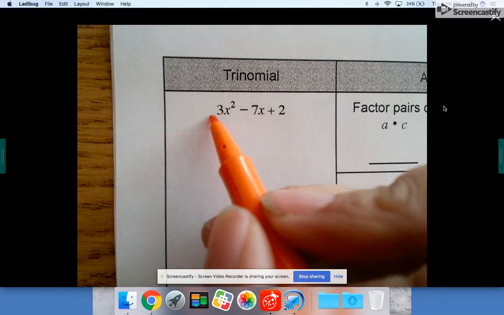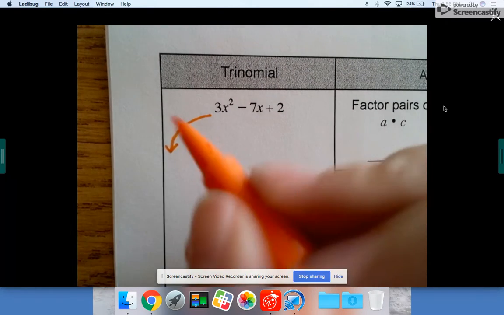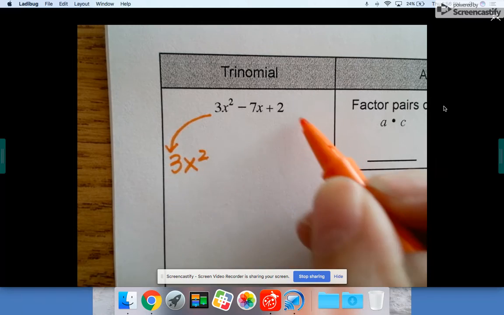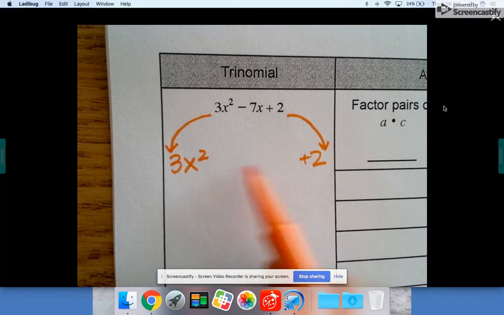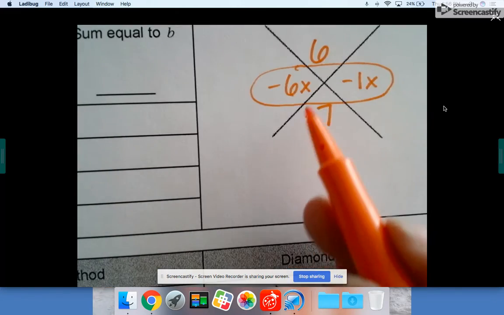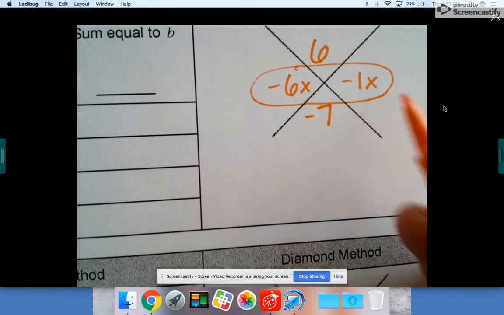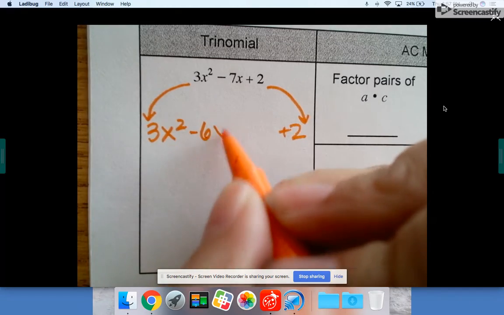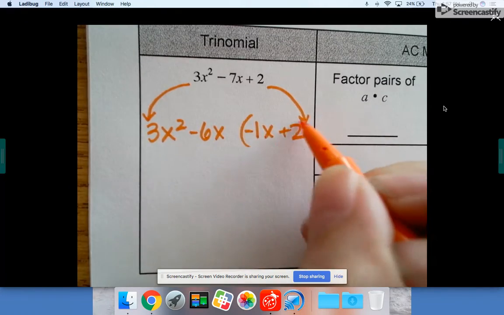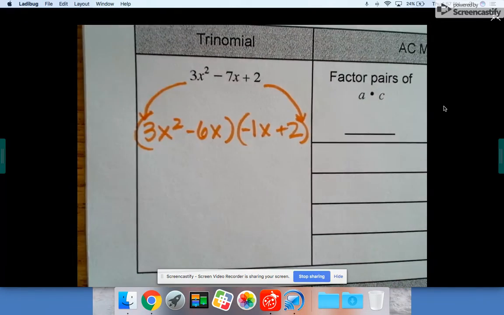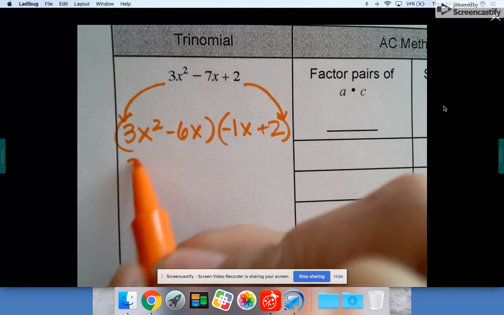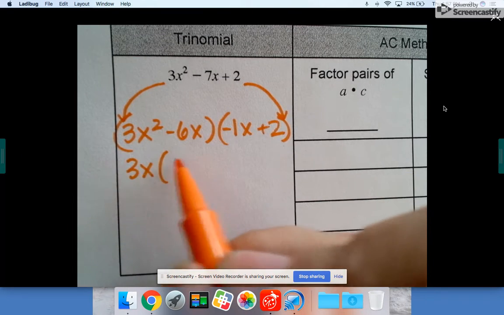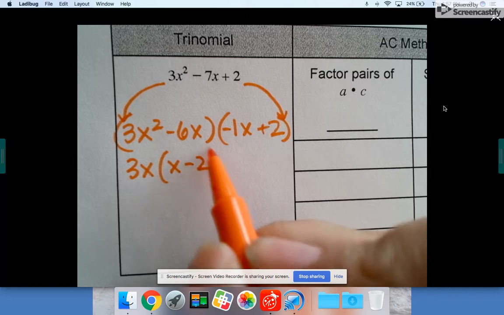So come back over here, write down your 3x squared, write down your 2. Our middle two terms are the ones we came up with over here, -6x and -1x. Put parentheses around all of those by grouping. It's called grouping. And we are going to pull out the greatest common factor, which I believe is 3x. And then that would leave us with x minus 2.